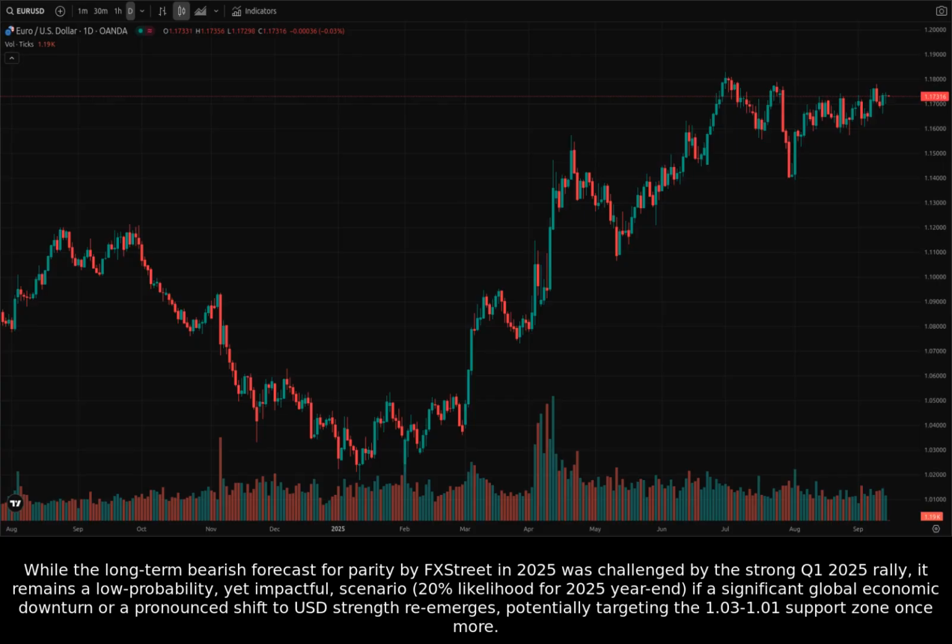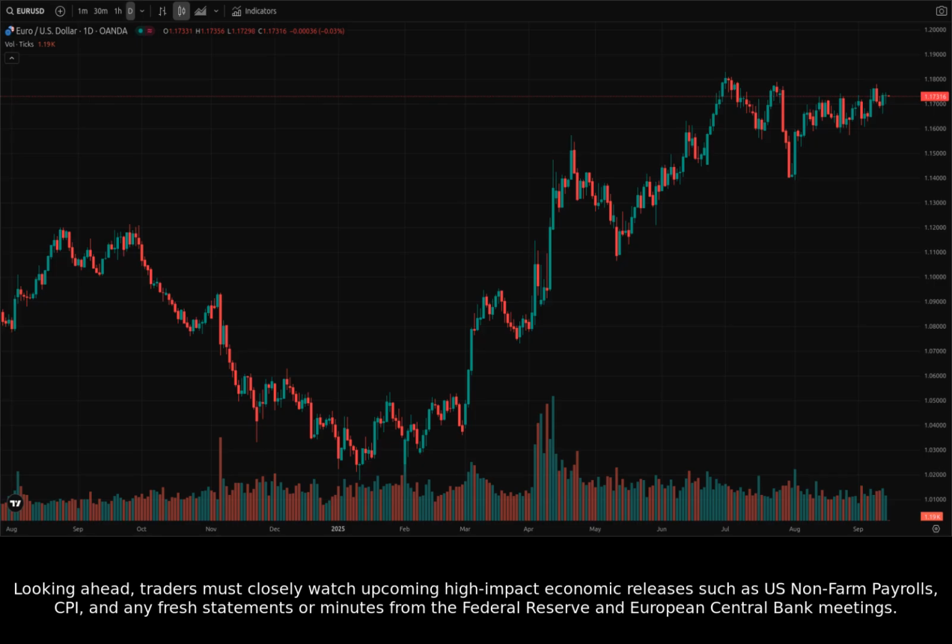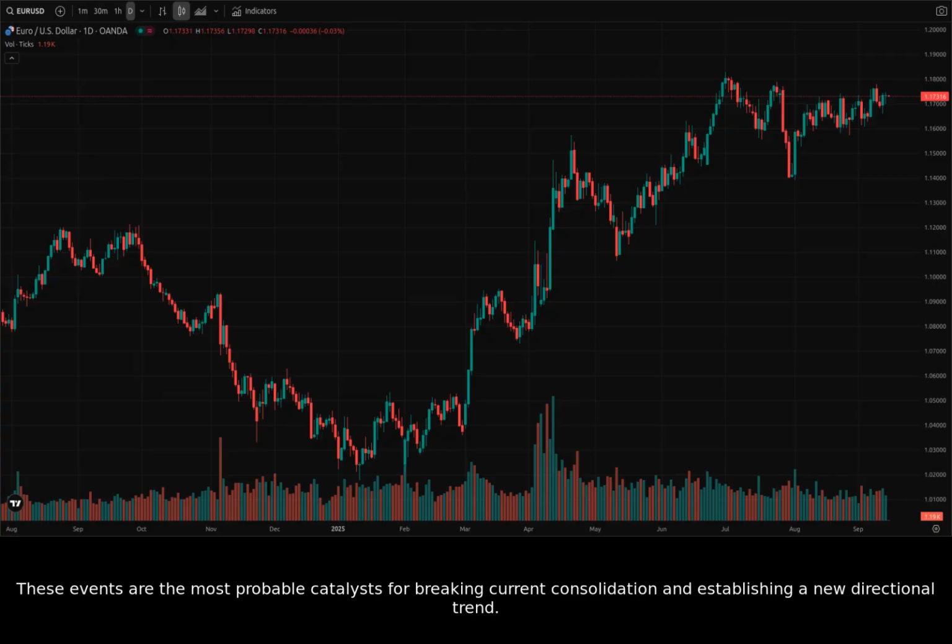support zone once more. Looking ahead, traders must closely watch upcoming high-impact economic releases such as U.S. non-farm payrolls, CPI, and any fresh statements or minutes from the Federal Reserve and European Central Bank meetings. These events are the most probable catalysts for breaking current consolidation and establishing a new directional trend.